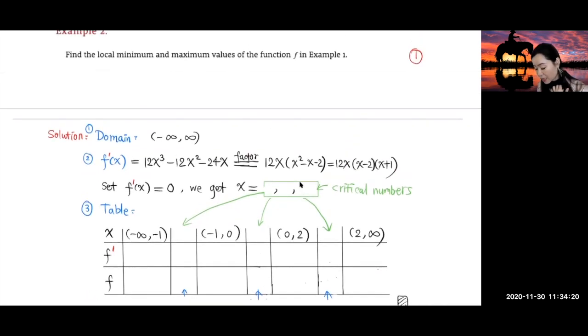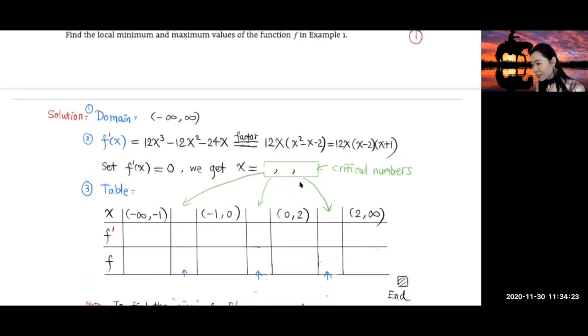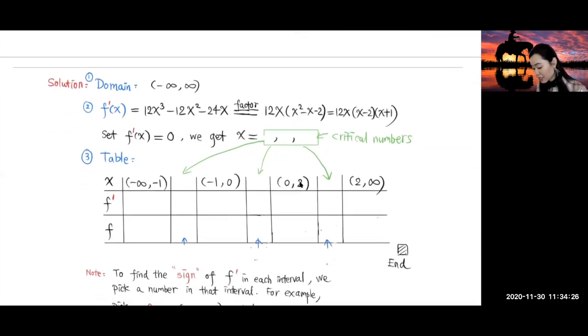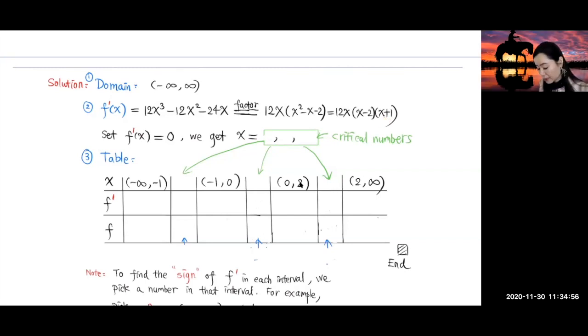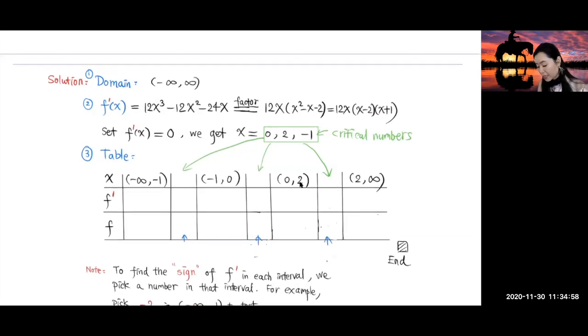Now, a polynomial is defined for all real numbers, so the derivative is never going to be undefined. So the only critical numbers will come from setting the first derivative equal to 0. I'm going to set this first derivative equal to 0 so we can find the critical numbers. Setting this equal to 0, what does x equal? 0, 2, and -1. Yes, we got it: 0, 2, -1. Those are the critical numbers, and they're in the domain.